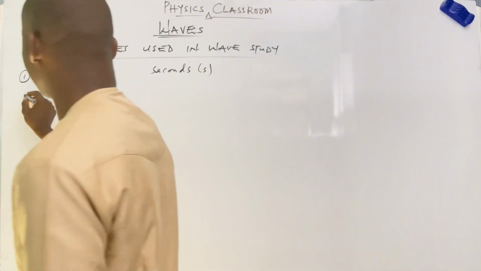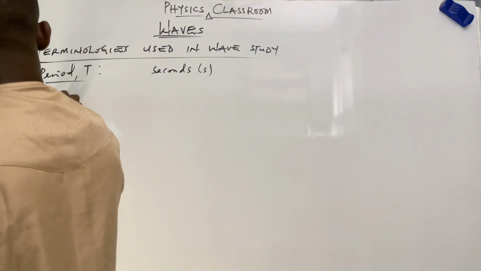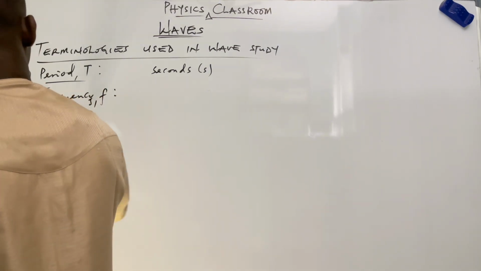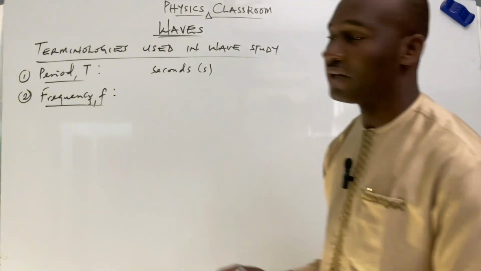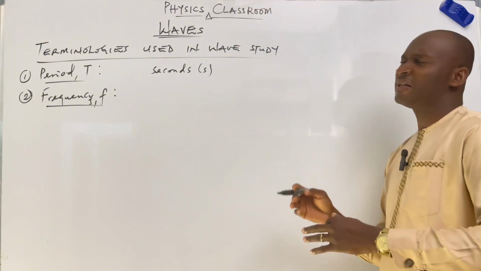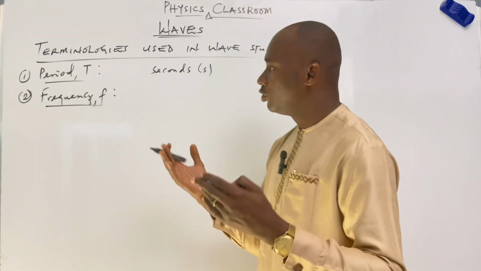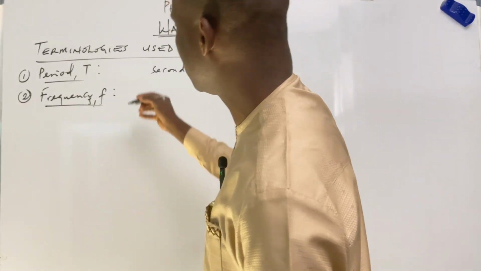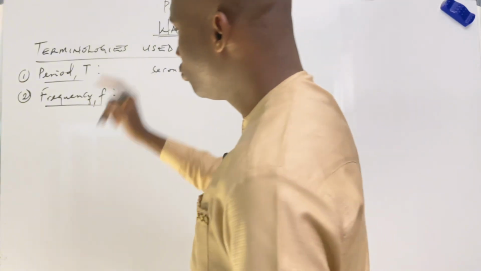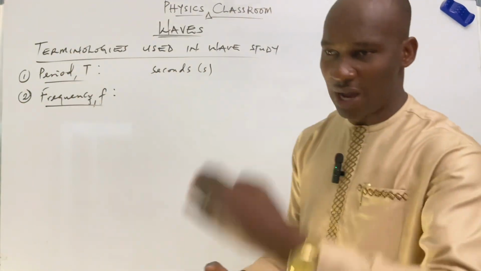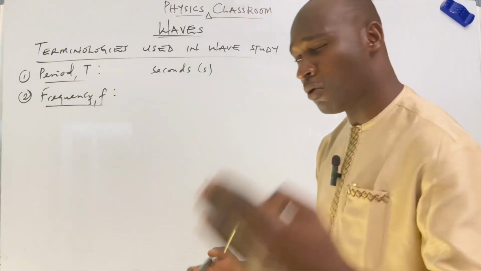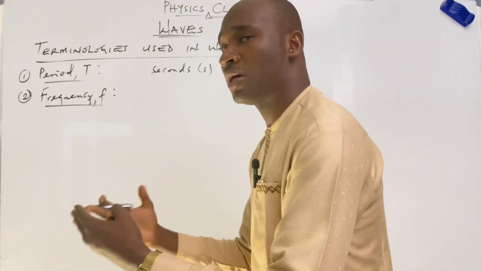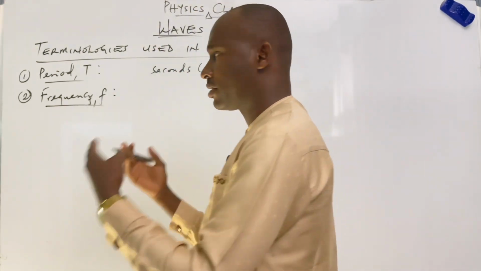Number two, frequency. It's denoted by the symbol small letter f. How do we define frequency? Frequency can be defined as the number of cycles or vibrations completed in 1 second. When we say cycle, we're talking about a wave cycle. So the number of wave cycles or vibrations completed in 1 second.